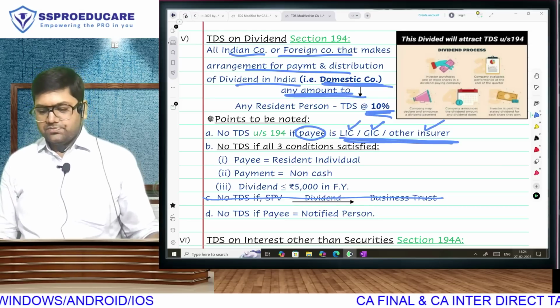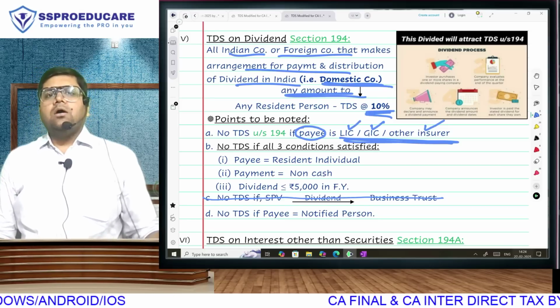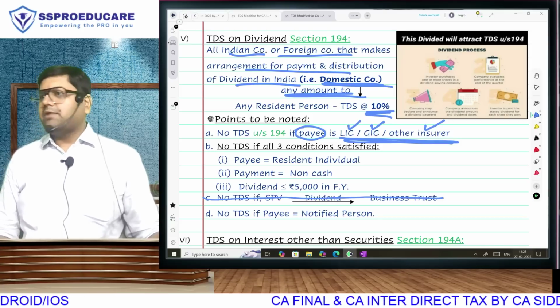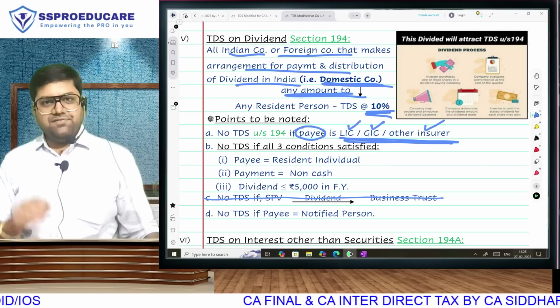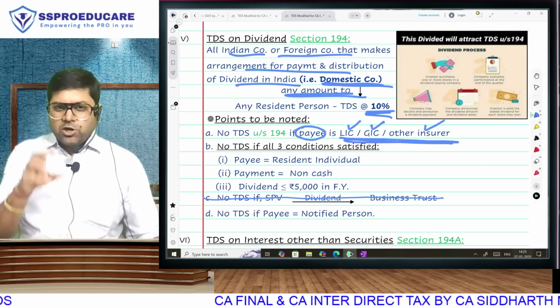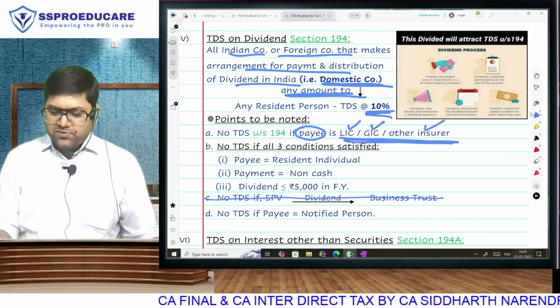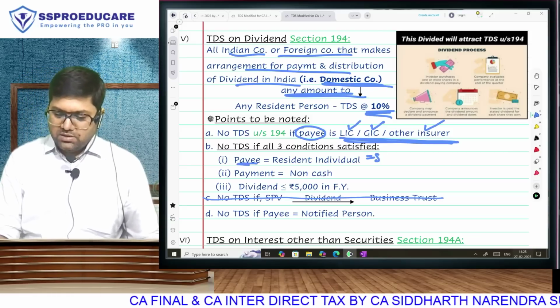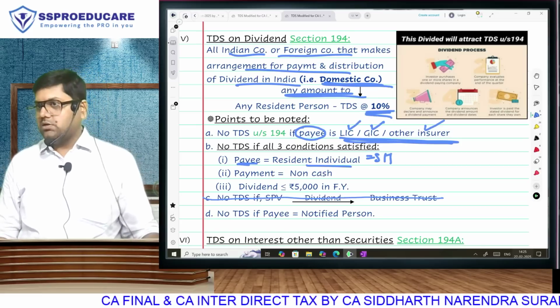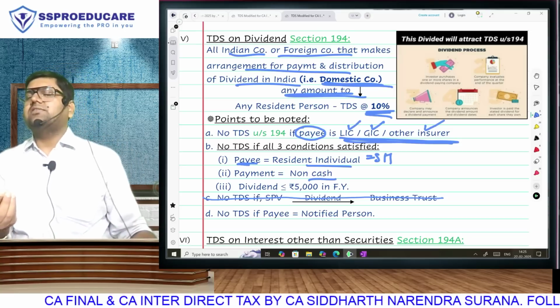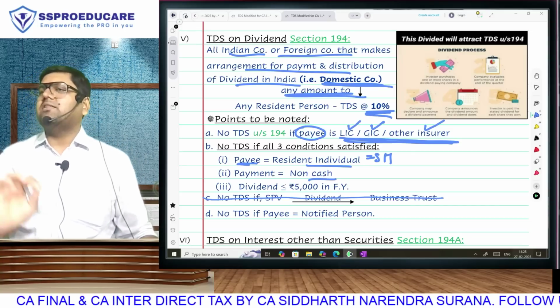And second, what is the monetary limit given in this section? Nothing. That means, can I say 500 rupees or 50 rupees dividend will also attract TDS? But for small investors, we don't want to increase unnecessary burden. So if the shareholder is a resident individual and you are not paying dividend in cash. Believe me, no one pays dividend in cash these days. All the dividend is directly credited in the bank statement through NEFT.